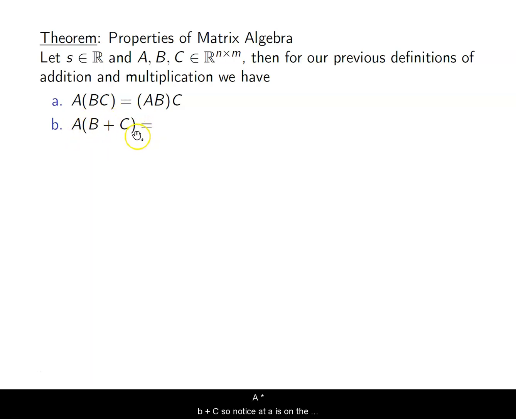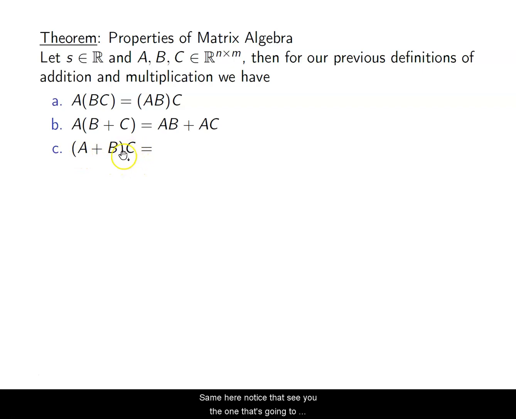A times B plus C. So notice that A is on the left hand side. So when I distribute this, it distributes to the left hand side. Okay, A times B plus A times C. A stays on the left side because remember, the order matters. So it would be A first and then B. If I were to distribute this on the other side, or if I swapped one of these, it would not be the same.